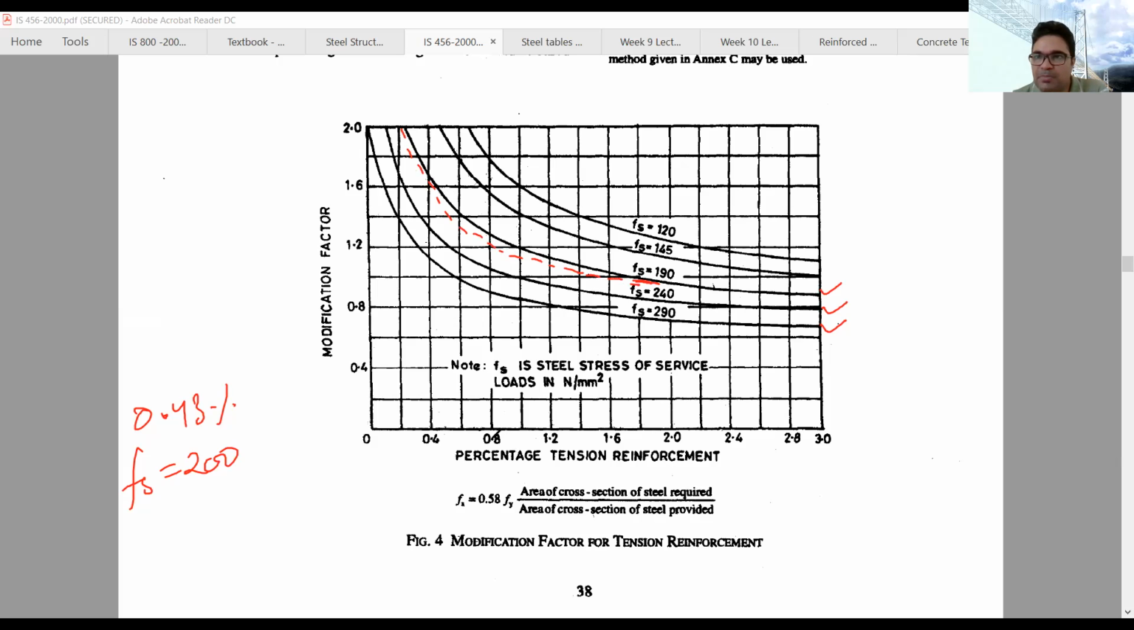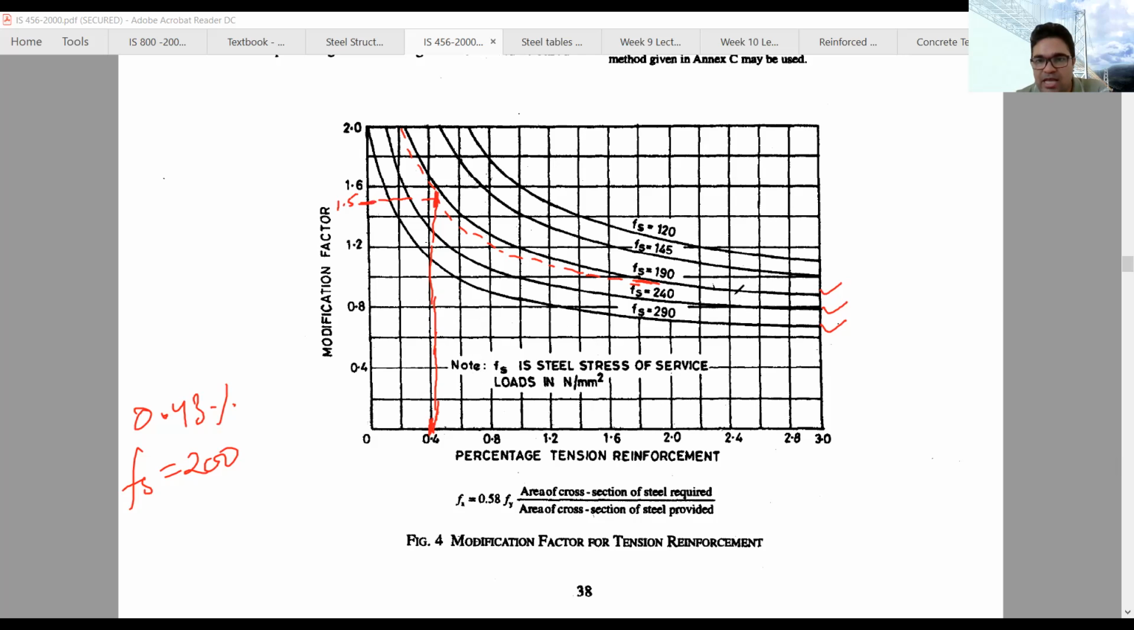Also the percentage of steel is 0.43, which is near this 0.4 value. So what we have to do is visualize the Fs curve. If I go from here, this will go there, and it will bisect this curve near 1.5 value. Corresponding to this, the value of the modification factor can be read as 1.5. So this is how we find out the modification factor.